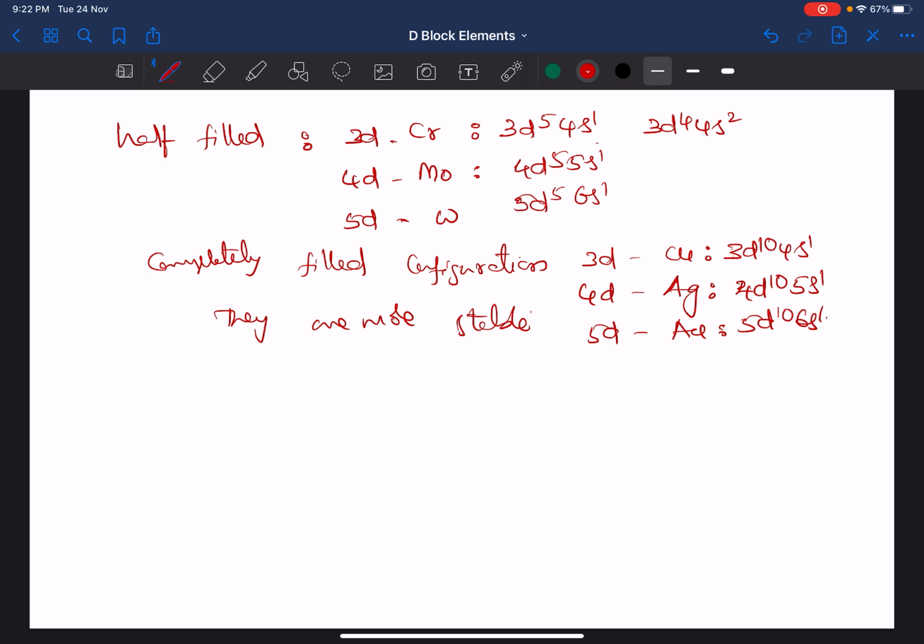Here we have zinc, cadmium and mercury. These three are represented as (n-1)d10 ns2 because they have completely filled configurations in their atomic state as well as in their ionic state. So they will all show only the +2 oxidation state.